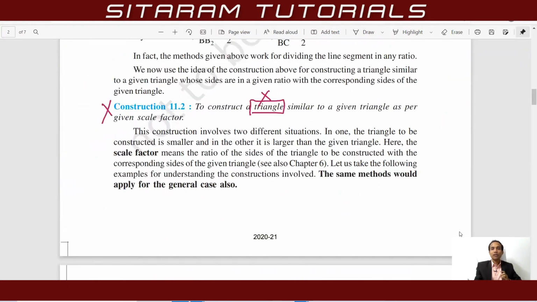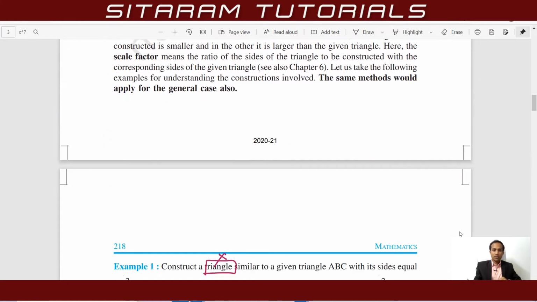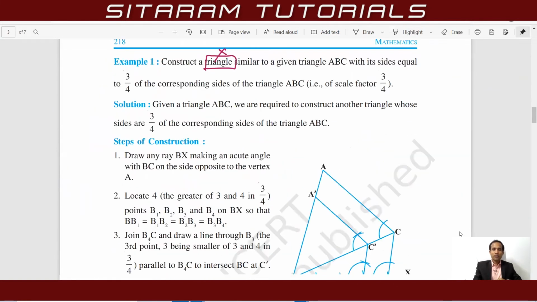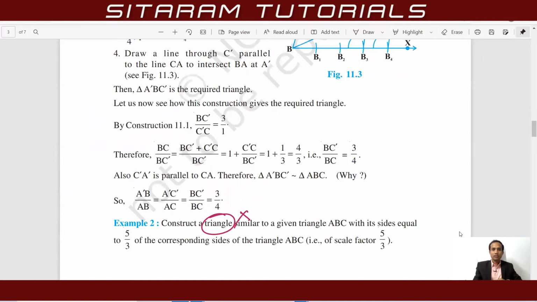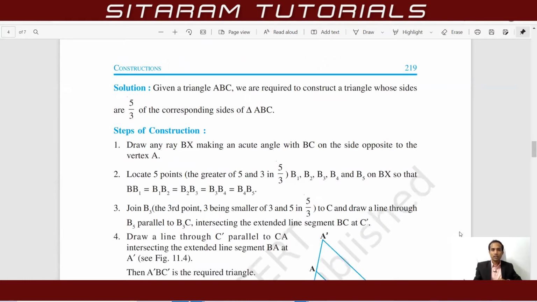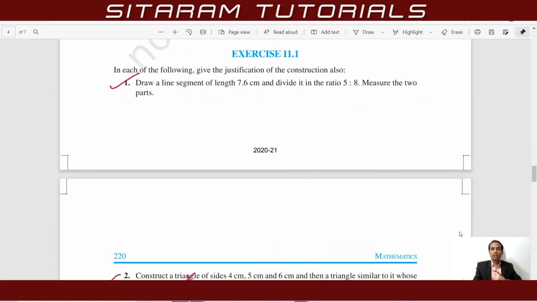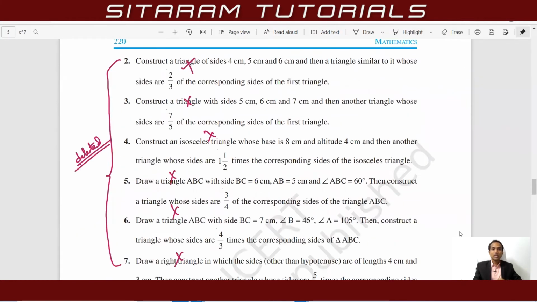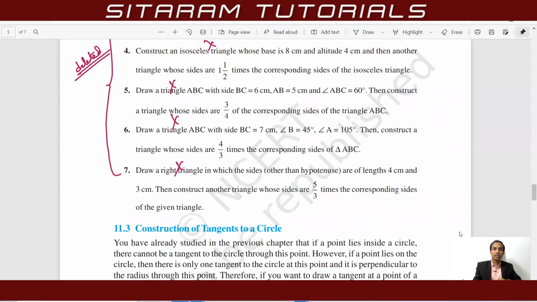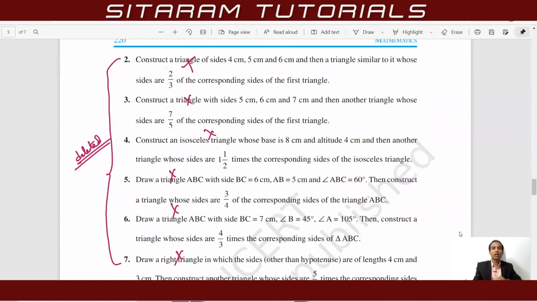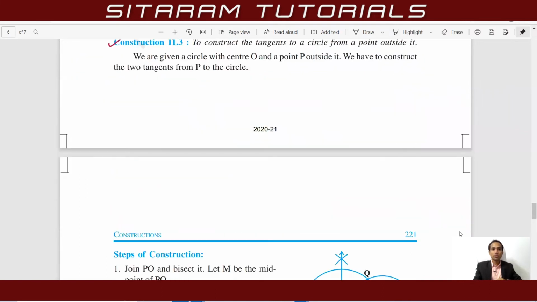And here we have triangle. This is not mentioned in the syllabus. So these all problems are not going to be there. Triangle construction problems are not going to come in the exam. So example 1 is based on triangle construction, example 2 also triangle construction, and exercise 1, if you see, first one is draw a line segment. This is construction of line segment. So first question is there. Second, third, fourth, fifth, sixth, seventh, all problems are triangle construction problems. These all problems are not going to be there. These are deleted from the portion.